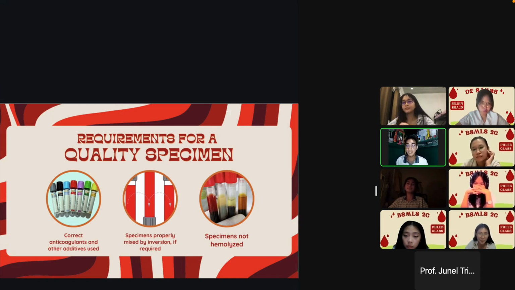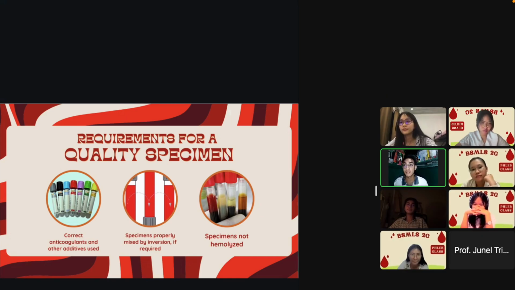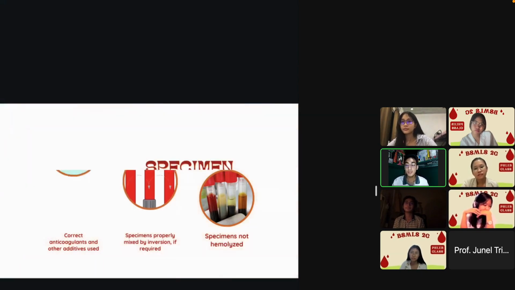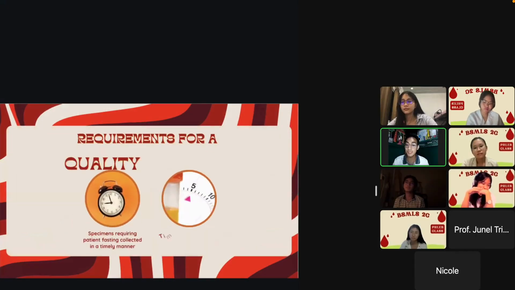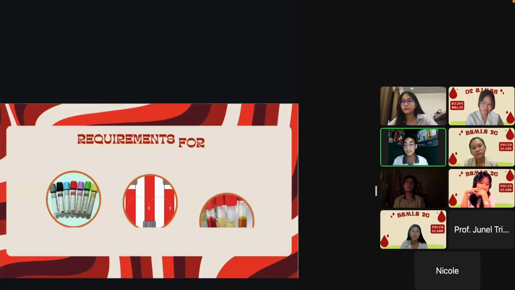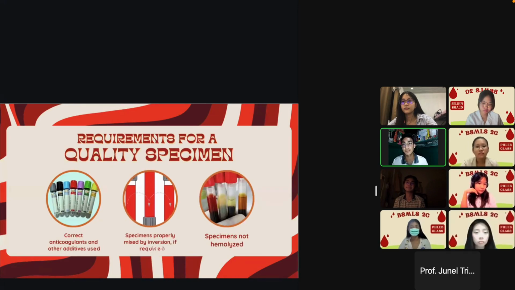So next would be that the specimens are not hemolyzed. When we say hemolysis, this is the breakdown of red blood cells. Hemolysis can occur if the specimen is handled improperly or if the patient was not adequately prepared for the draw. So it is important to ensure that the specimen is not hemolyzed in order to ensure accurate results.